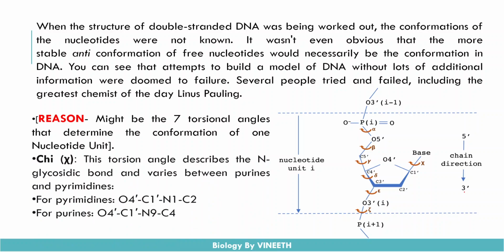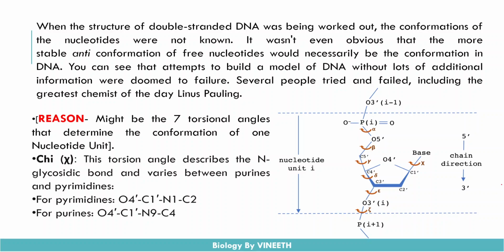So these types of torsional angles give a lot of different conformations to the nucleotides, and these nucleotides won't stay in a consistent position. So they change rapidly. This kind of rapid movement did not allow a lot of big scientists to figure out the double stranded helical form of the DNA. So this is about the torsional angles.